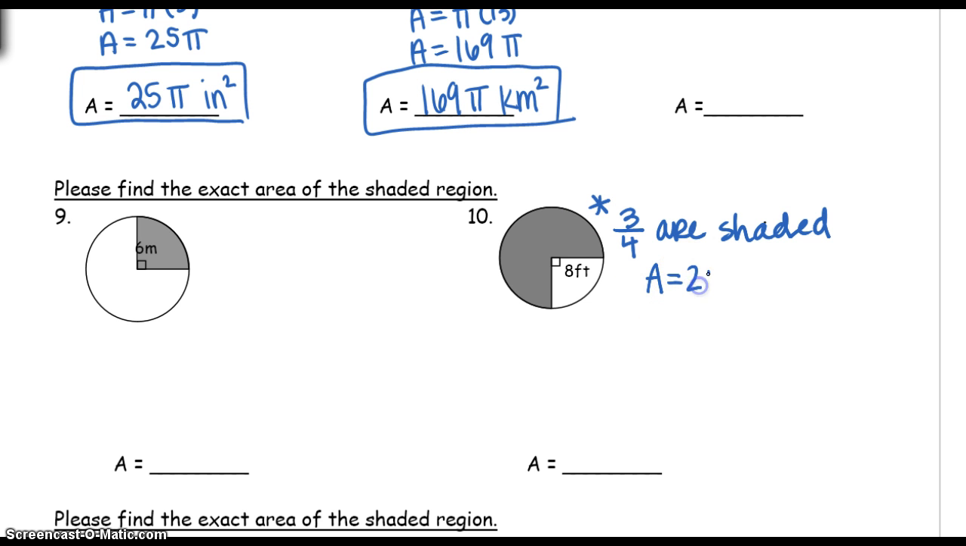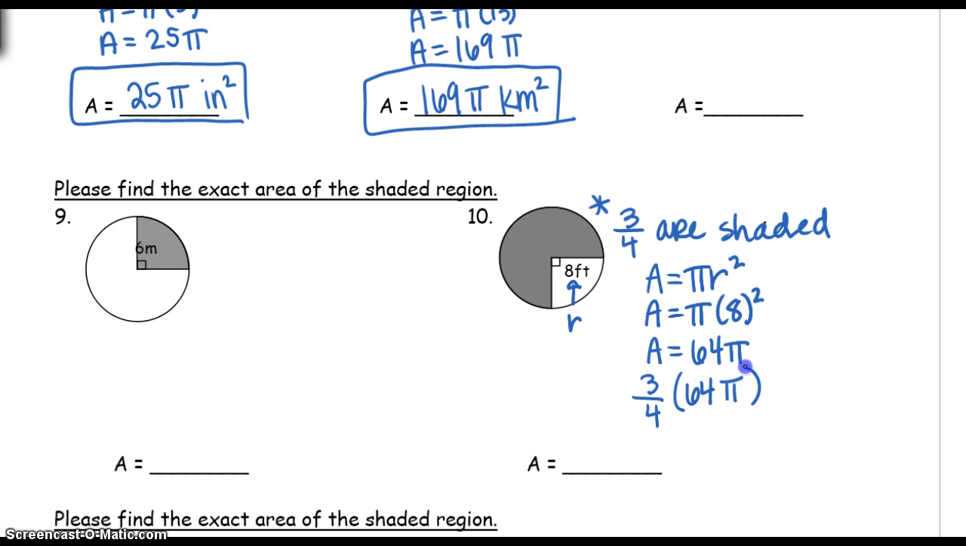So area is, I messed that up. Area is pi r squared. Well, our radius is 8, so we're going to substitute that in for our r. So area equals pi times 8 squared. 8 squared on the calculator is 64. So area equals 64 pi. But we don't want the area of the whole entire circle. We only want the area of 3/4 of it. So you want 3/4 of your area, like that.